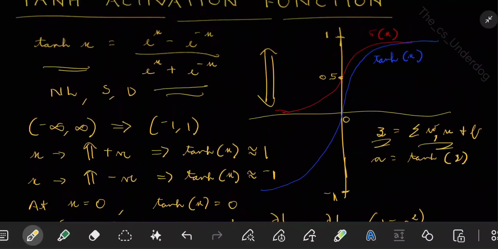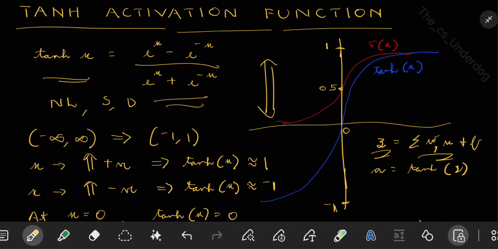So this is it about the tanh activation function. Mainly keep in mind that it is very similar to sigmoid. It has the sigmoid shape as well, but it has the advantage that it is zero centered, and it will transform the incoming values, the real numbers, into a value between -1 and 1. This is what tanh does.